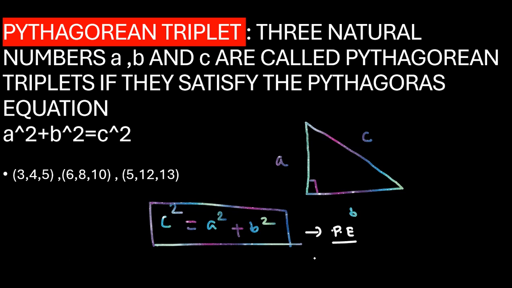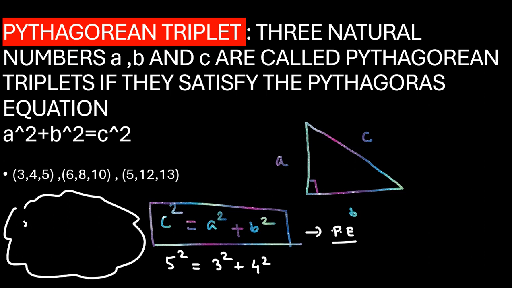For example, here 3, 4, 5. So 5 square is 25, which is the same as 9 plus 16. 16 means you can take 4 square. In this way you can define the Pythagorean triplet. Now the question arises, do a limited or unlimited number of Pythagorean triplets exist? You have to think about it. That means I am asking whether they are finite or infinite. Can you prove it, or is it still unsolved in mathematics? Okay.